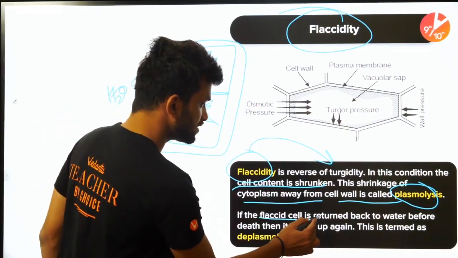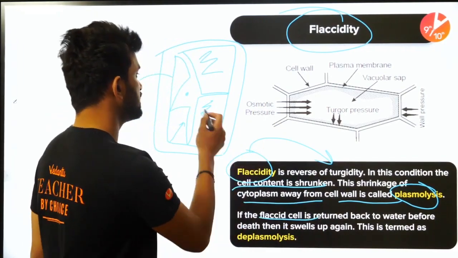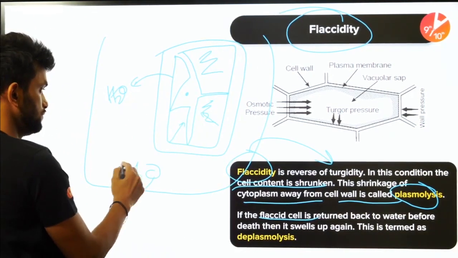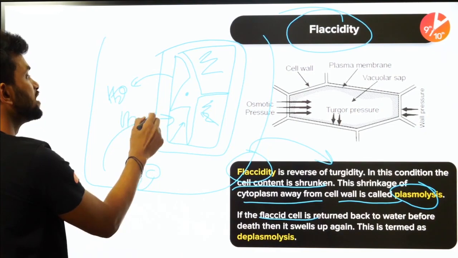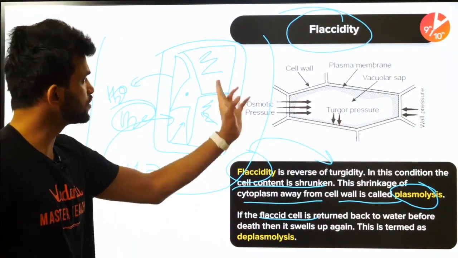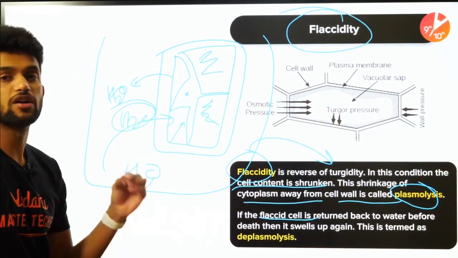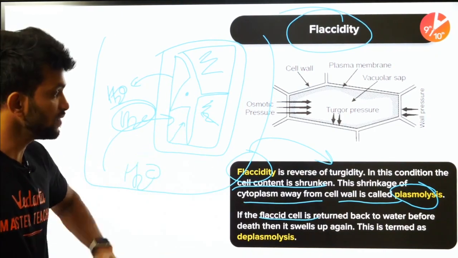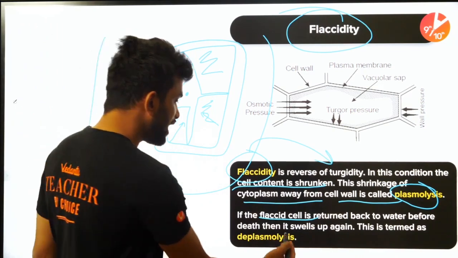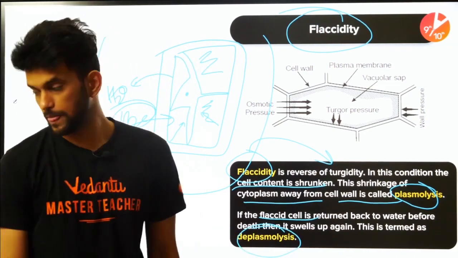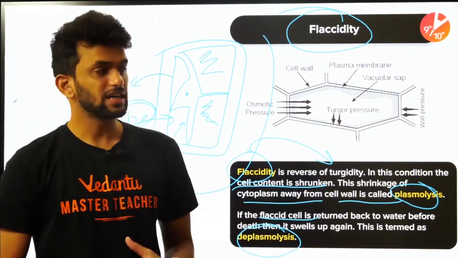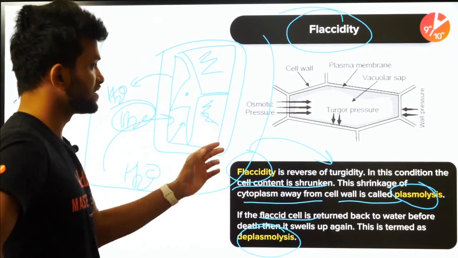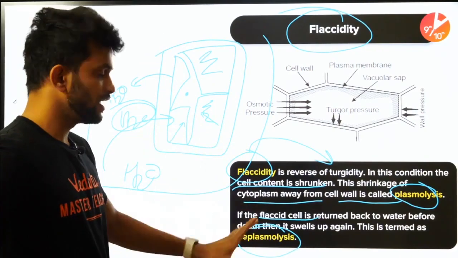The flaccid cell is returned back to the water. If I put this cell again back into water, then water will enter into the cell. If I put this cell back into a water-rich environment, what will happen? The water will start moving into the cell. I hope you're understanding. Then I will say I have deplasmolyzed the cell. What have I done? I have deplasmolyzed the cell. Flaccidity, turgidity, plasmolysis and deplasmolysis.